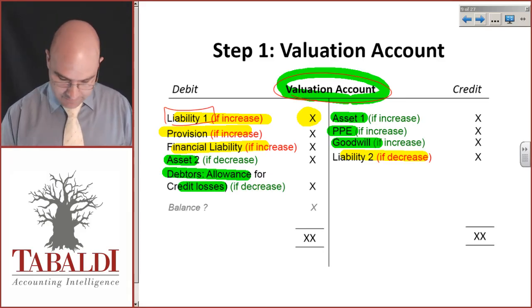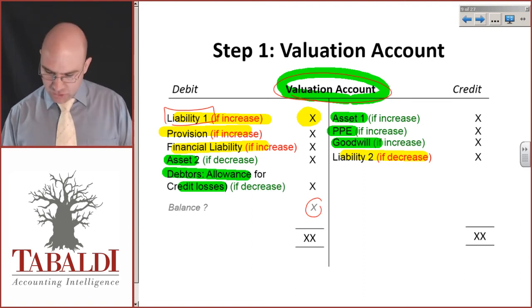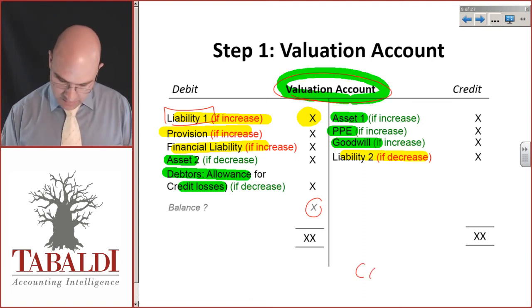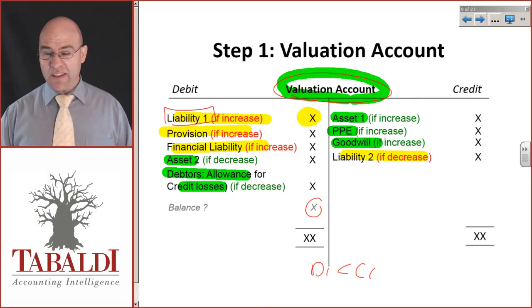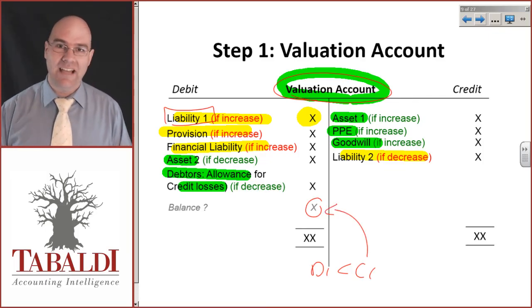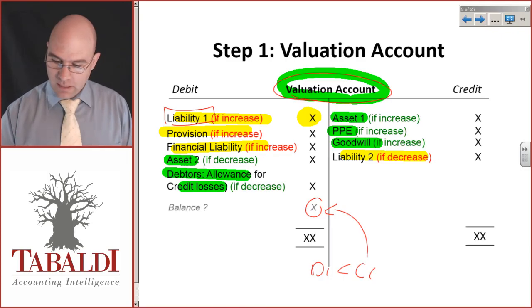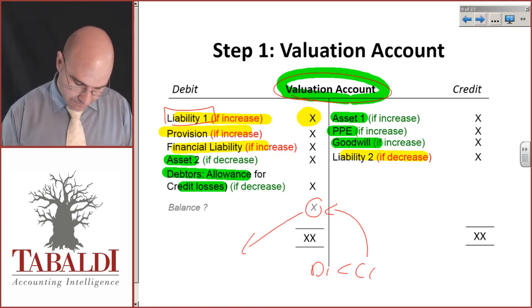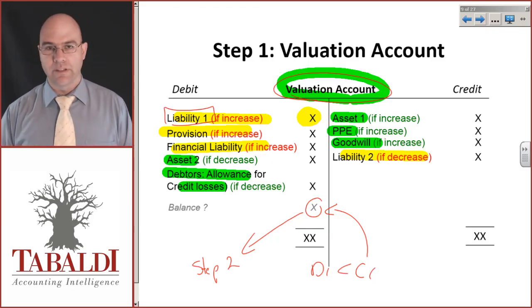So once all of that's done, you'll land up with a balance. Let's assume that the credit is greater than the debit. It doesn't always have to be, it could be the other way around. If that's the case, we will have to balance out the debit side. We will deal with that in step number 2, the next video. Thank you.